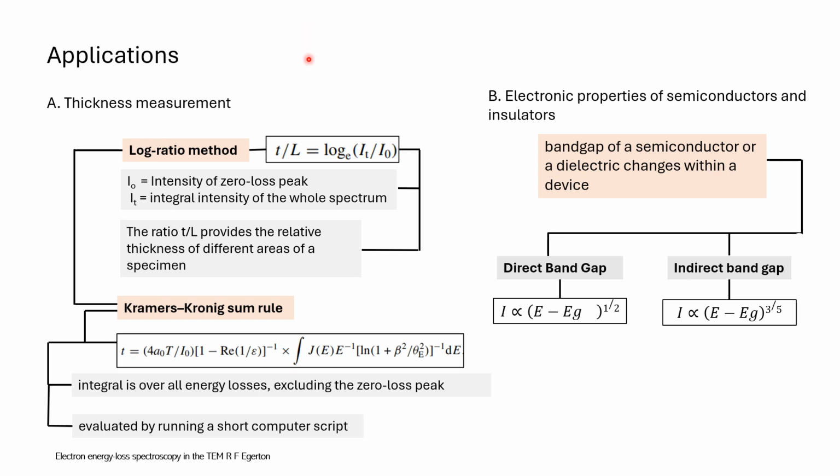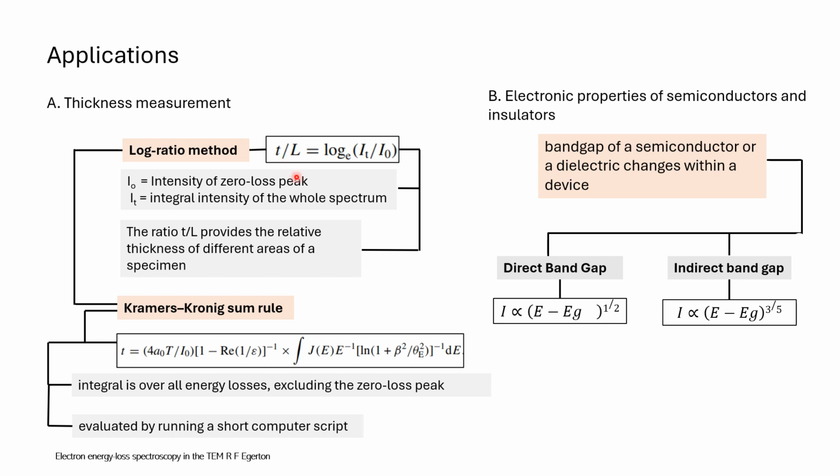Now the applications of the EELS spectrometer. I have already mentioned that the EELS spectrometer shows various kinds of applications. The first one I would like to talk about is the thickness measurement of the sample. It measures the thickness of samples using two different methods. One is the log ratio method, which is based on the measurement of the integrated intensity I naught of the zero loss peak relative to the integral IT of the whole spectrum. And we can get this equation from the Poisson statistics of inelastic scattering.